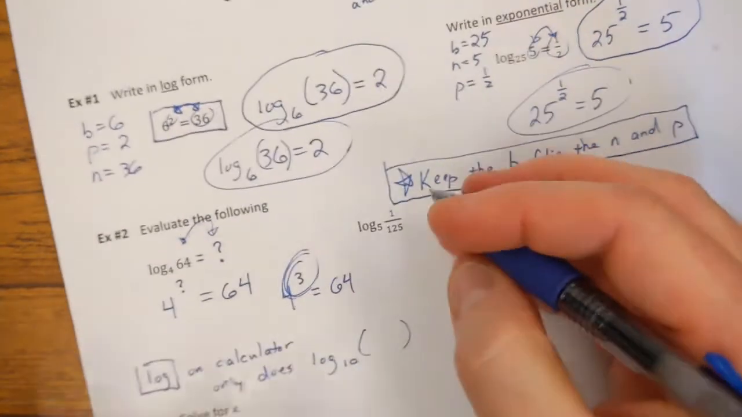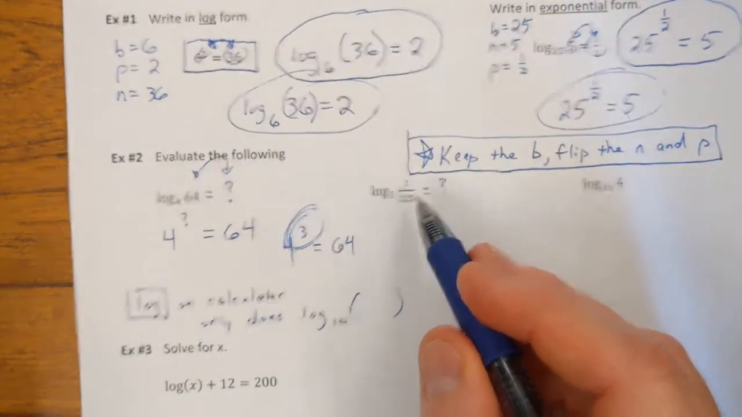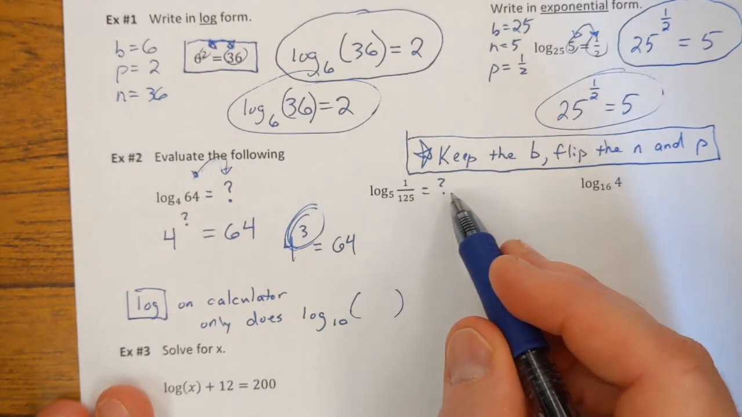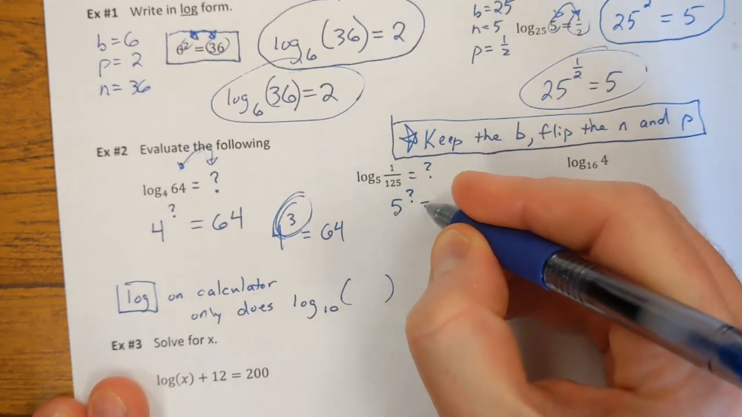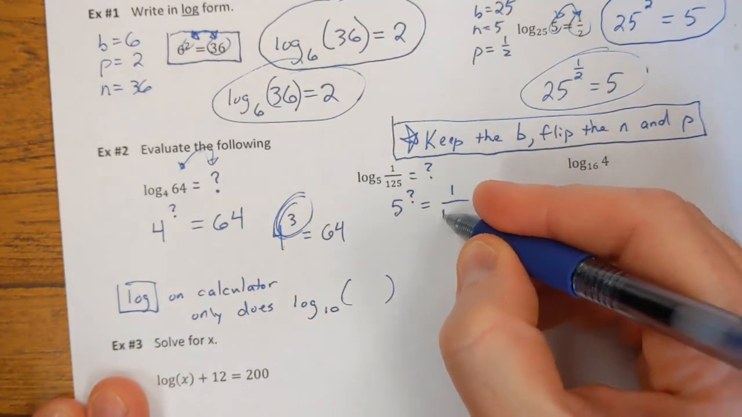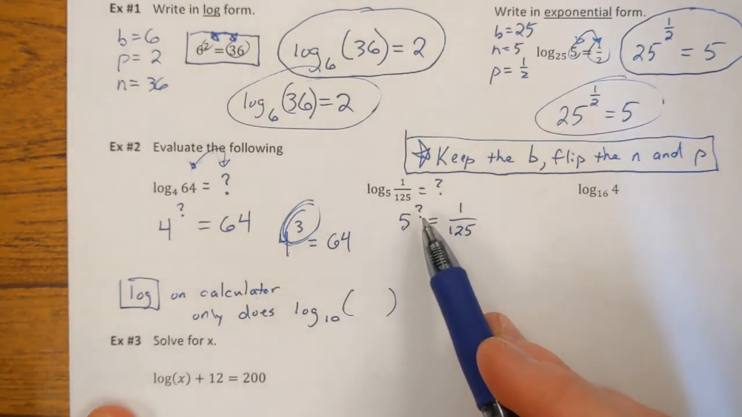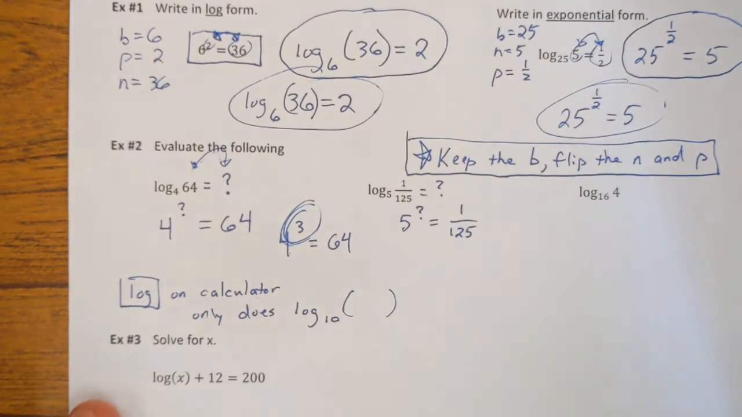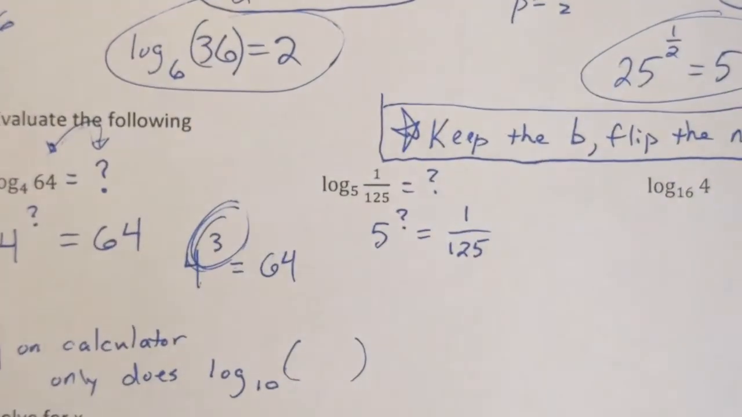Okay, so let's do this again. I'm going to set this up. Log base 5 of 1 over 125 is equal to question mark. If I rewrite it, it puts me in a position where I can try to guess and check the answer. 5 to the blank power equals 1 over 125. Now this one has a little trick to it.